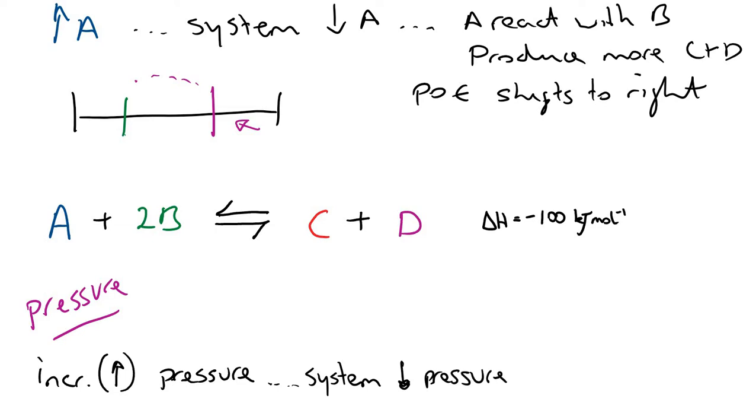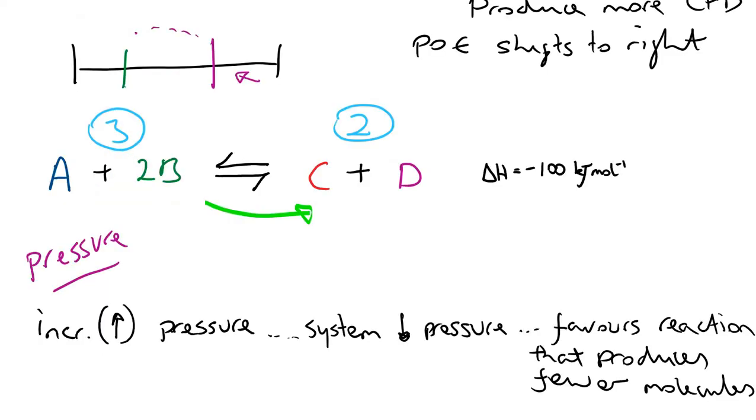The only way the system can decrease the pressure is by favouring the reaction that produces fewer particles. So in this case, the reaction that's favoured is the forward reaction, because there are 3 moles of particles here, or 3 particles, and on the right here we've only got 2. So the only way the system can relieve the pressure is by favouring the reaction that produces fewer molecules.